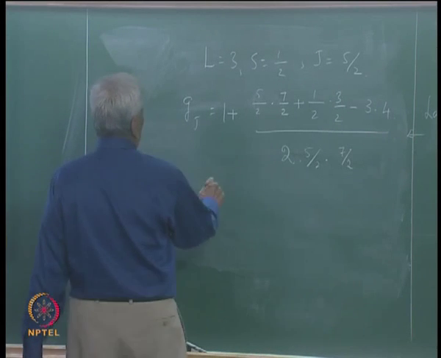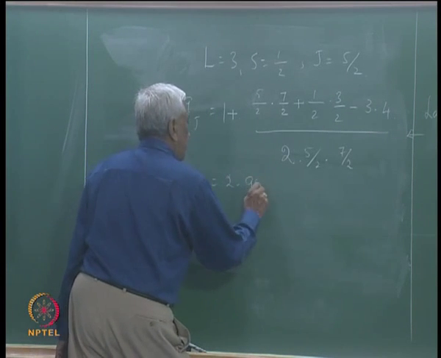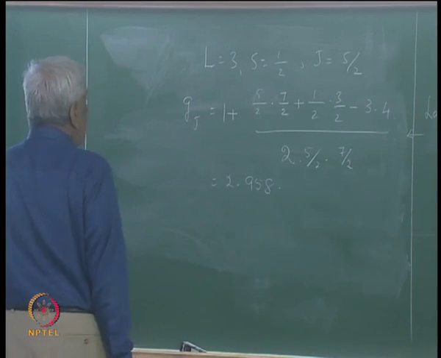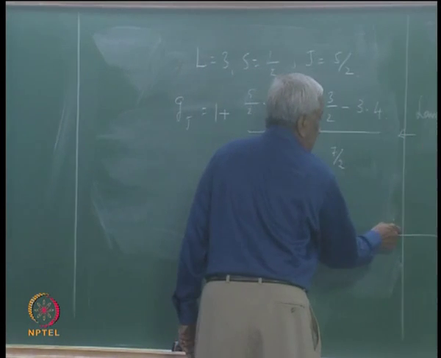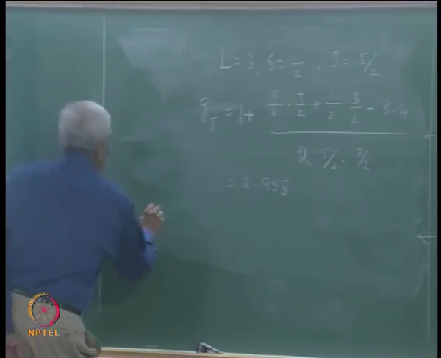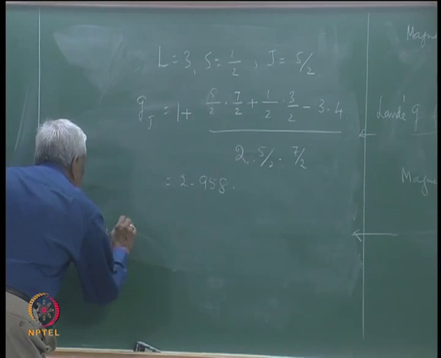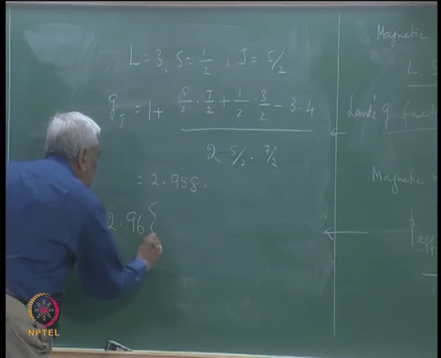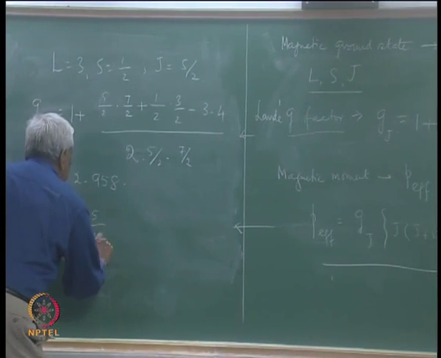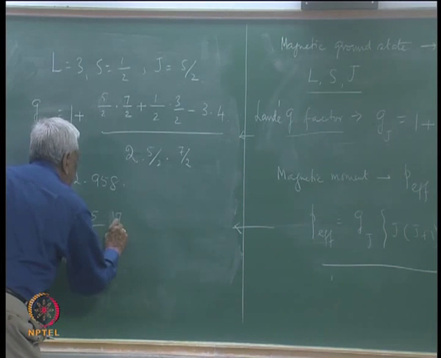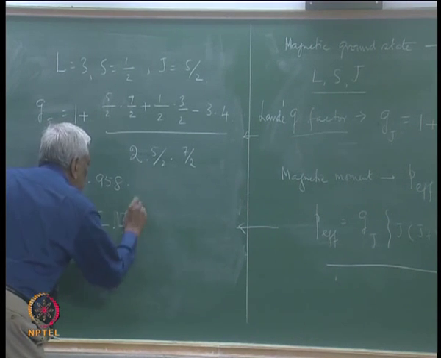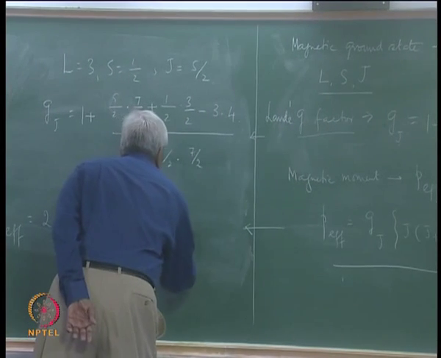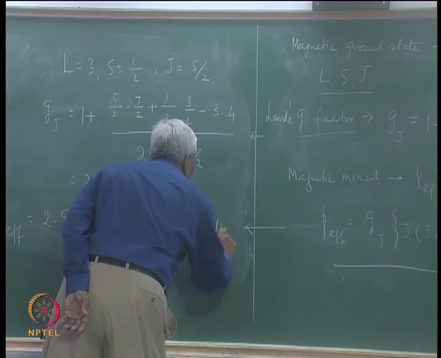This turns out to be 2.958 on simplification. The corresponding magnetic moment is given by this formula. So, we write P effective is this value for Gj times 5 by 2 j into j plus 1 to the power half. So, this turns out to be 2.54 Bohr magnetons.